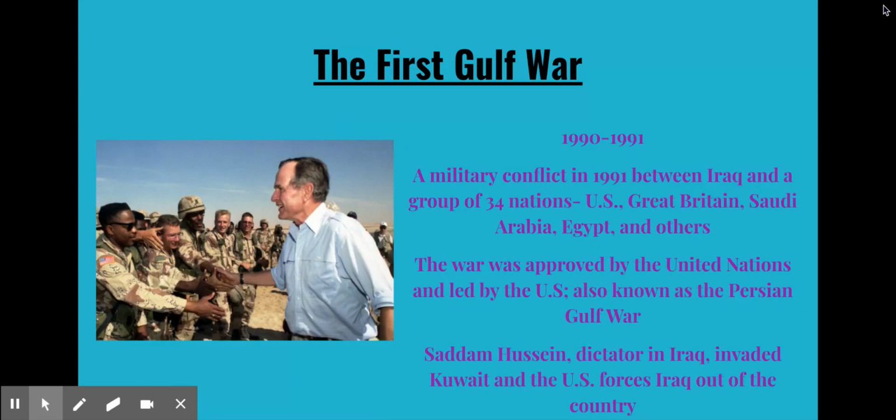The First Gulf War was a military conflict between 1990 and 1991 between Iraq and a group of 34 nations, including the United States, Great Britain, Saudi Arabia, Egypt, and others. The war was approved by the United Nations and led by the United States. Saddam Hussein, the dictator in Iraq, invaded Kuwait, and the United States then forced Iraq out of Kuwait.